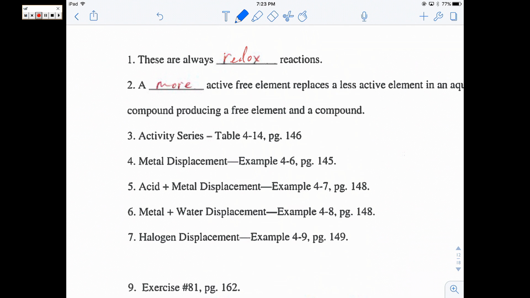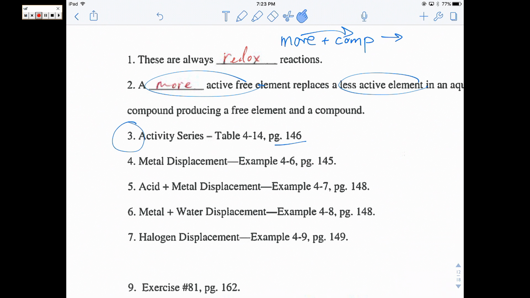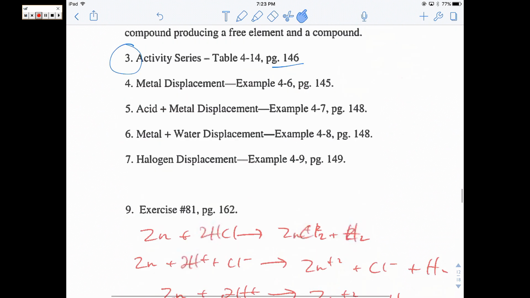More active free element replaces a less active element. So it'll be a more active element plus a compound, and then the more active element will switch into the compound and kick one of those elements out. If the more active element makes a cation, it'll kick out the cation in the compound. If it's an anion, it'll kick out the anion in the compound. The activity series, just for reference, is on page 146. So this is how you know what elements are more or less active.